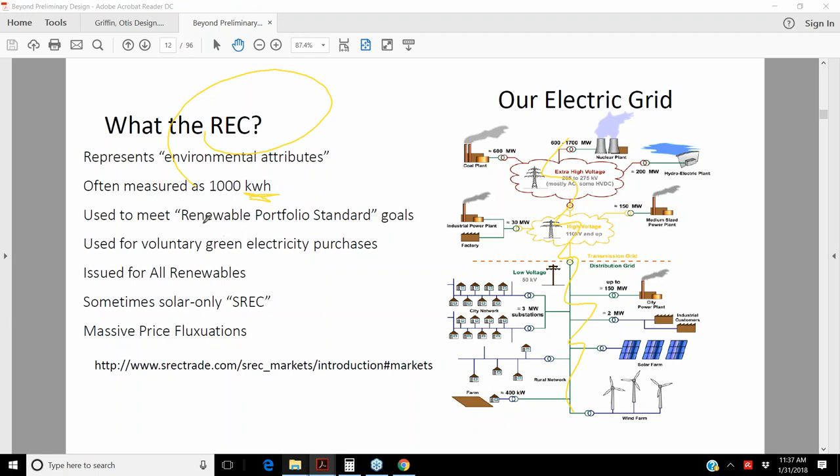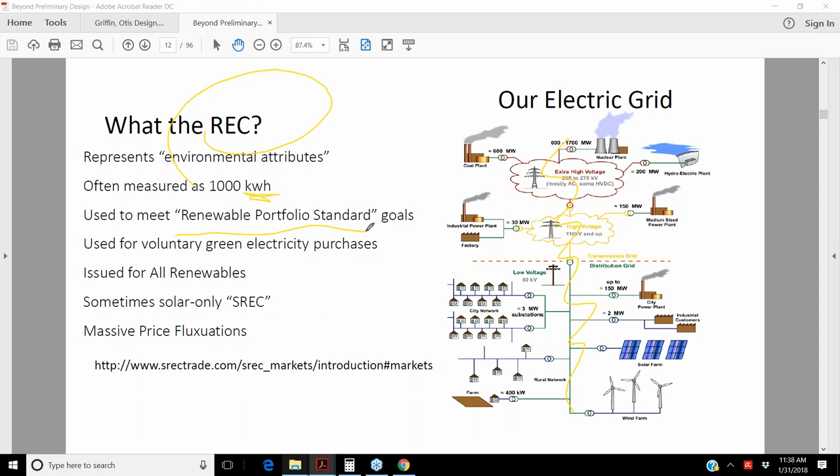So RECs are used for two reasons. They're used by utilities to meet state mandated requirements. If you go to the DSIRE website, you can look up what's called a renewable portfolio standard and figure out how many RECs your utility is mandated to buy each year. Theoretically, you could take your 12 RECs down to the utility and say, I want to sell you these. They're probably going to tell you to get lost because they're buying tens of thousands of RECs to meet these goals, not just 12.